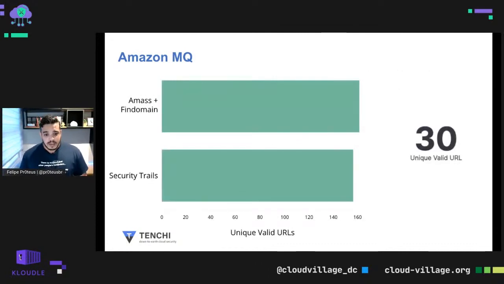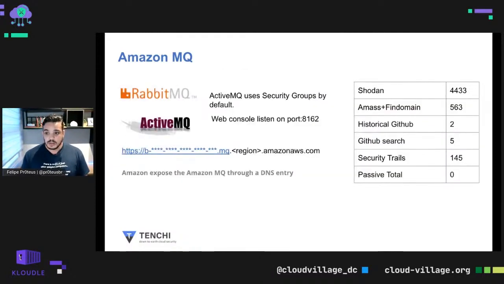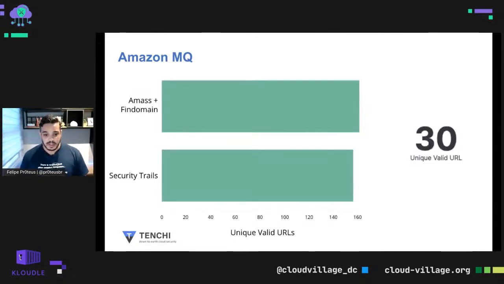But what about unique URLs? We found around 200, 300 or so unique URLs, but the most valid unique URLs came from Amass and Find Domain. If we check two slides before, Amass and Find Domain has 563 unique URLs, and SecurityTrails has 145. But when you check for valid URLs, SecurityTrails is almost close to Amass and Find Domain.